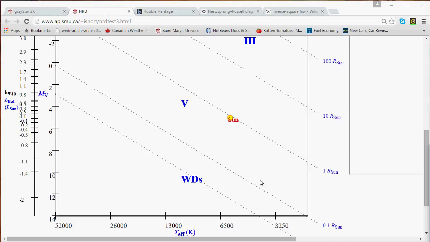Now notice that we have one of these lines going right through the sun's position. So that is the line for stars that have the same radius as the sun, a radius of one solar radius. And that is what we are assuming about the radius of all the stars in the universe for this prediction. So our prediction number 2 is that all the stars in the universe should be strung out along this black dotted straight line in this diagram that's going through the sun's position. A line of luminosity varying as effective temperature to the fourth power for stars whose radius is the same as the sun.